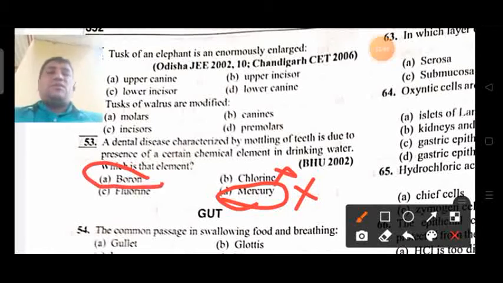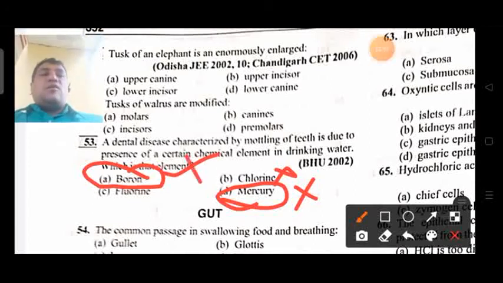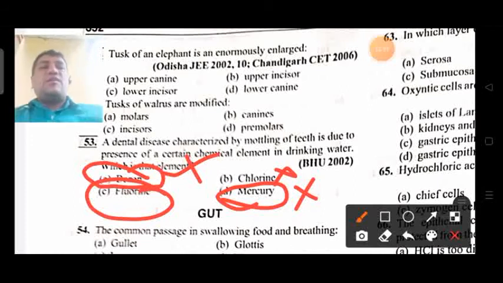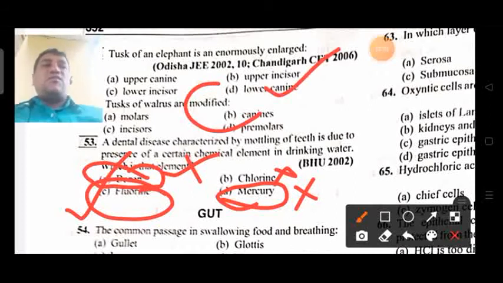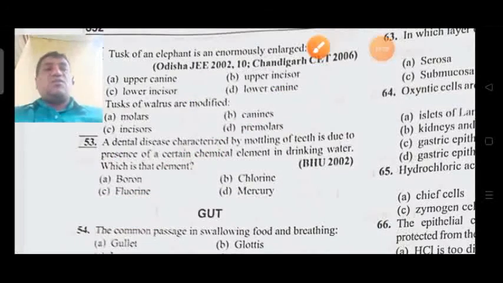Boron is also present, but it is not the cause, and we know that fluorine is the component present in the body, where in chicory we have more amount of fluorine. So option C is the answer for this 53rd question. Fluorine is going to degrade the composition in the body.